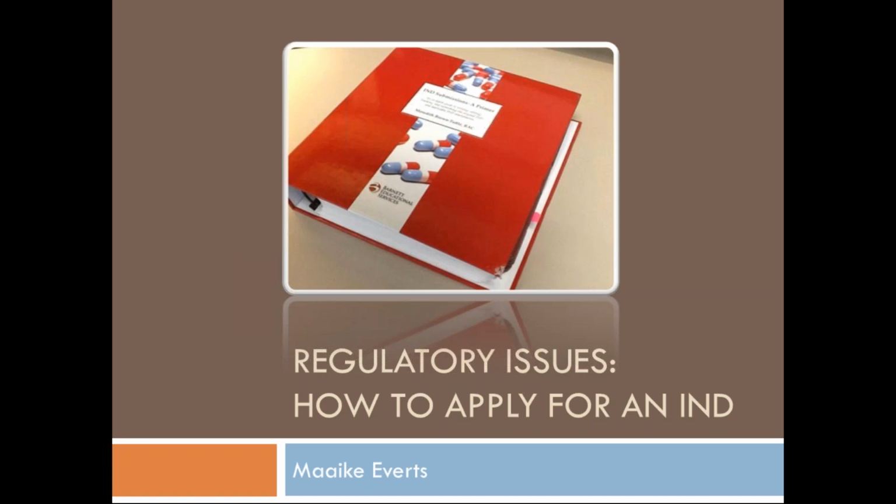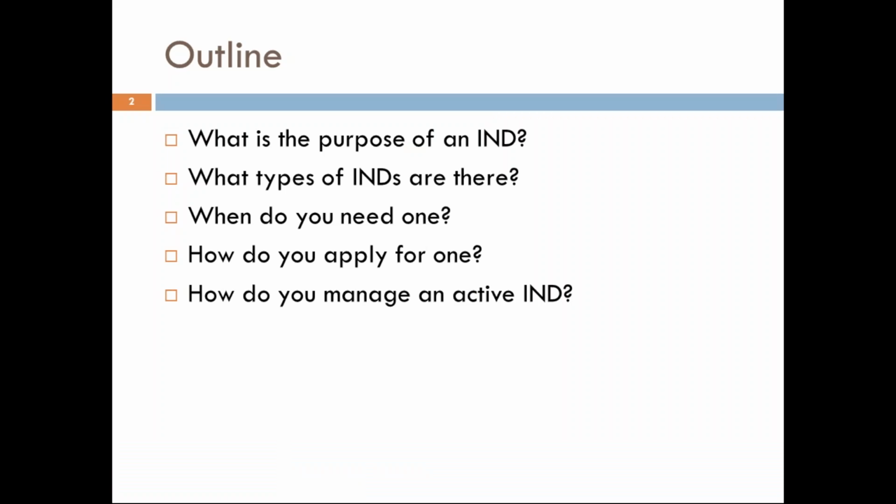So we'll go through some concepts today. I'll start with what the purpose of an IND is according to the FDA, what types of INDs exist, when you actually need one, and sometimes you surprisingly don't. If you do need one, how do you apply for one, and how do you then manage one? I printed out some paperwork that we'll go through as a group, because it makes it tactile. What are the different pieces and parts of an IND application that you can look at?